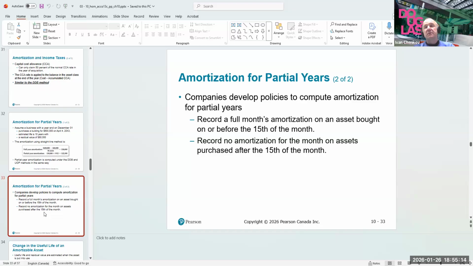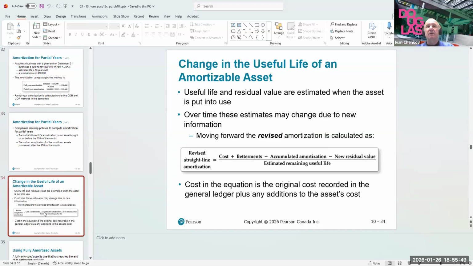What I personally use, I always use the same approach. On the month that I purchase the asset, I'm not recording amortization expense. I always record amortization expense from the next month. Again, that's my personal preference. You as an accountant, you're going to have power to set up your own policy for amortization. Once you follow the policy consistently, everything will be fine.